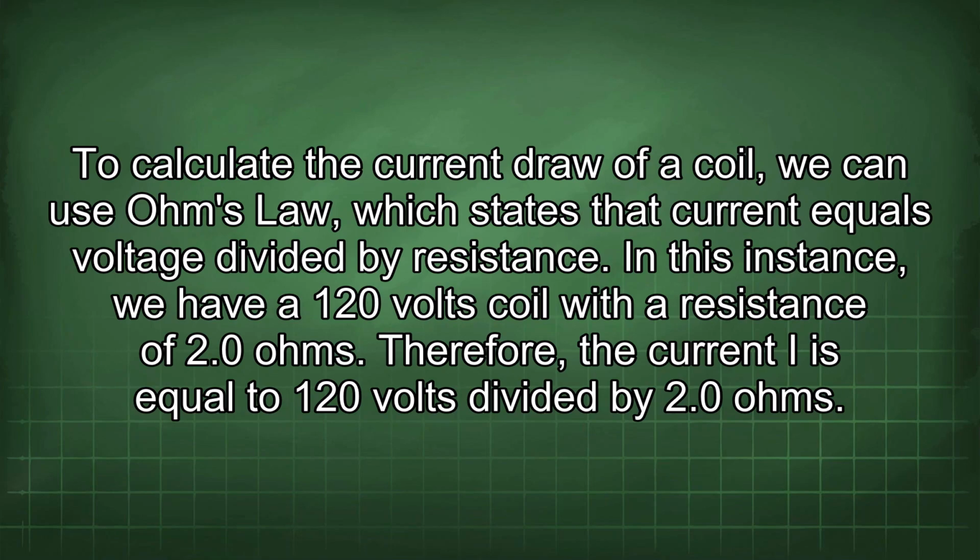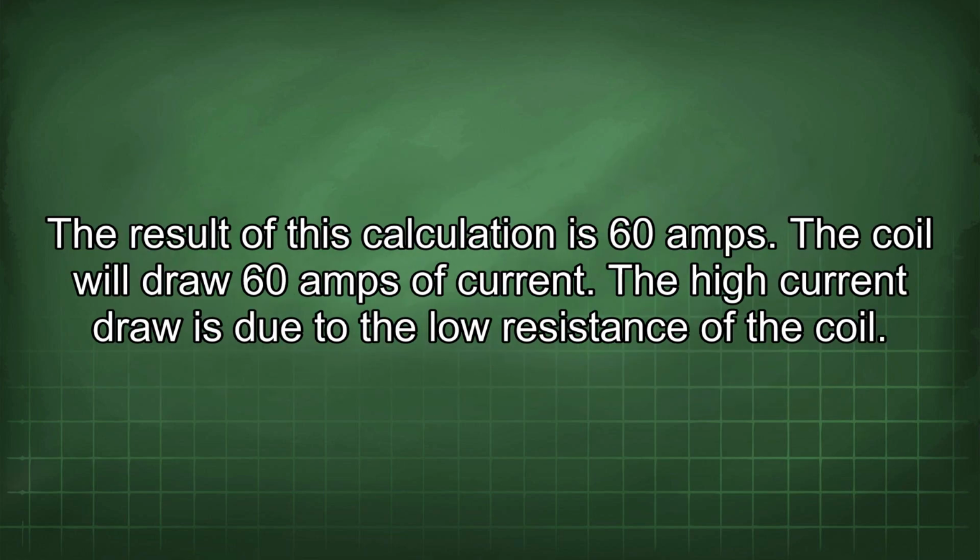To calculate the current draw of a coil, we can use Ohm's law, which states that current equals voltage divided by resistance. In this instance, we have a 120 volts coil with a resistance of 2.0 ohms. Therefore, the current I is equal to 120 volts divided by 2.0 ohms. The result of this calculation is 60 amps. The coil will draw 60 amps of current.